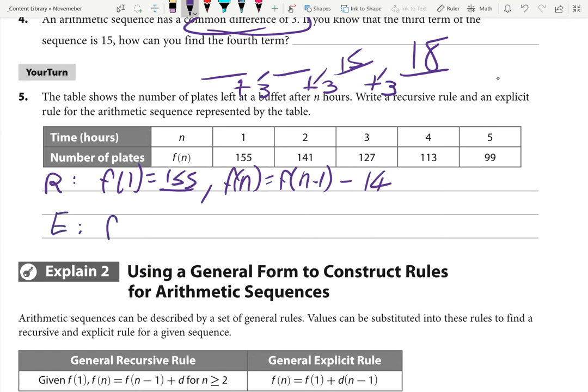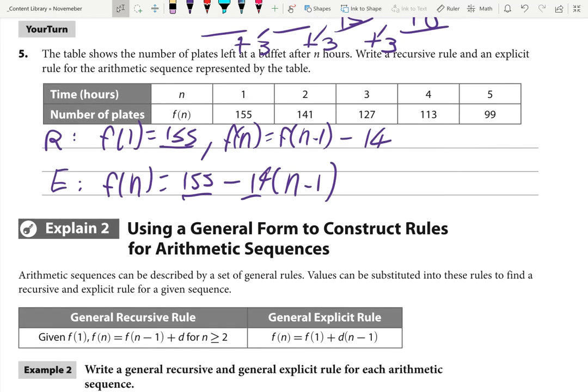The explicit rule follows this formula: f of n equals f of 1 plus d times n minus 1. We plug in our first term, 155, plus the common difference. The common difference was negative 14, so I'm going to make this minus 14, times n minus 1. There's your explicit rule. So there are two different formulas for the same thing. It's a formula for the sequence, but one is written the recursive way and one the explicit way.